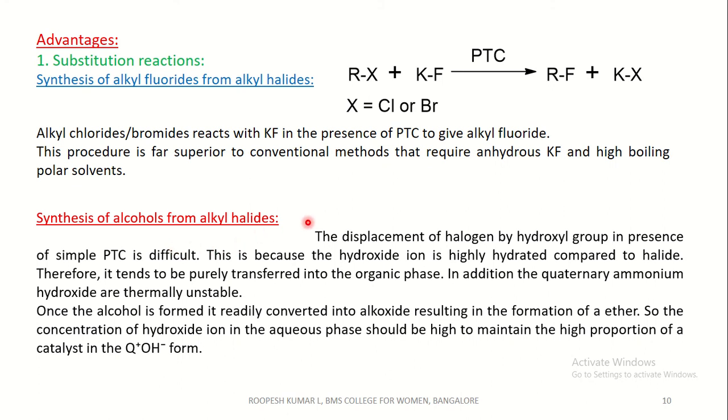The displacement of halogen by hydroxyl group in the presence of a simple PTC is very difficult. This is because the hydroxide ion is highly hydrated compared to halide. Therefore, it tends to be poorly transferred into the organic phase. In addition, the quaternary ammonium hydroxides are thermally unstable. Once the alcohol is formed, it is readily converted into alkoxide, resulting in the formation of an ether. So the concentration of hydroxide ion in the aqueous phase should be high enough to maintain a high proportion of the catalyst in the Q+ OH- form, that is, PTC in the hydroxide form.